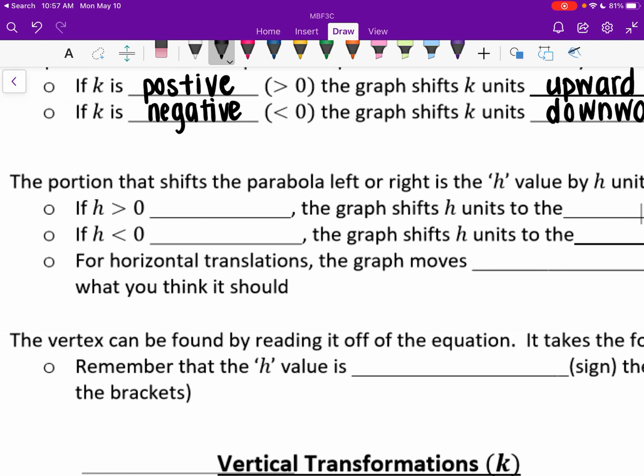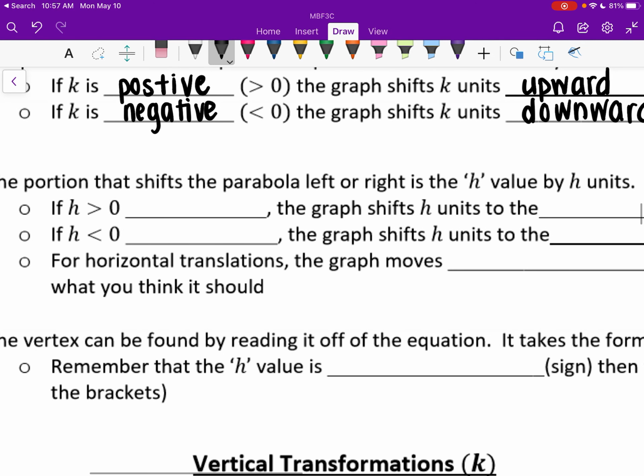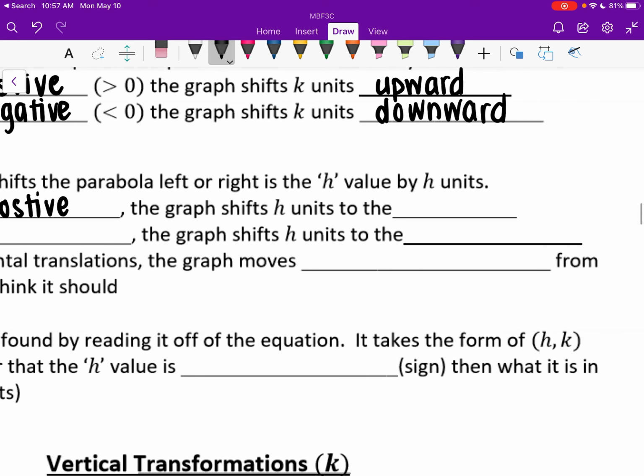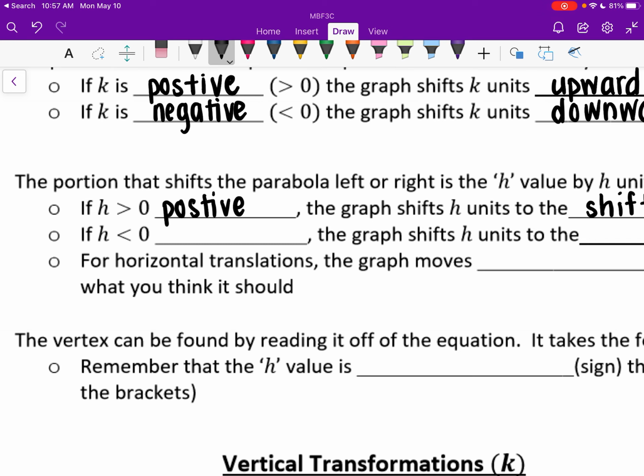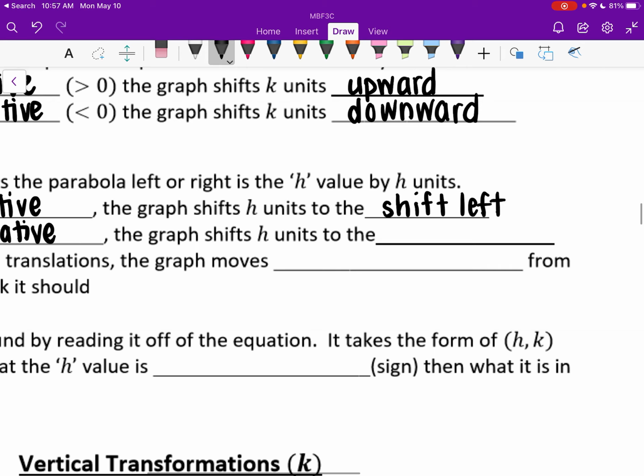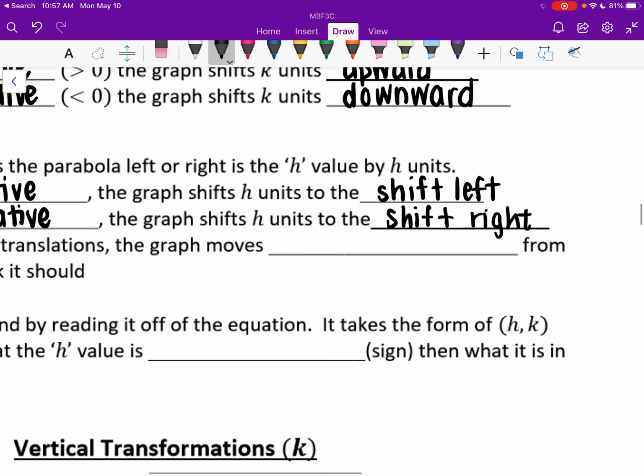Okay? If h is positive, this one is going to move in the opposite direction of which you think it will. It's actually going to shift left. So it's going to become more negative. Shift left, right? So it's going to move over to the left 2 or 3 by h units. If it's negative, then it's going to shift right. So I just like to say it's going to move in the opposite direction of what you think it should.